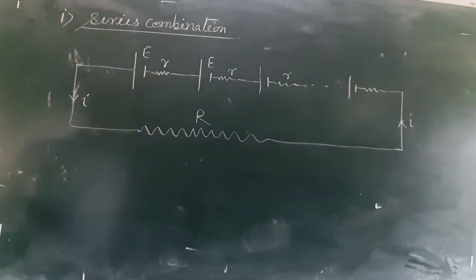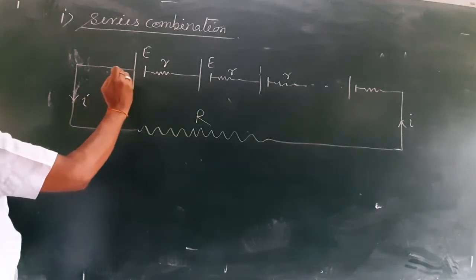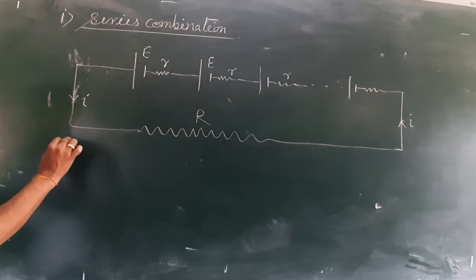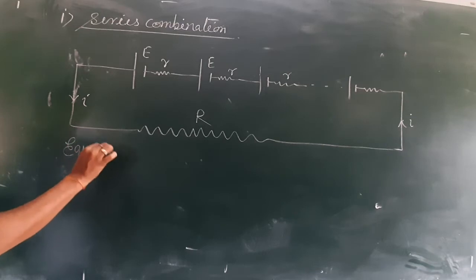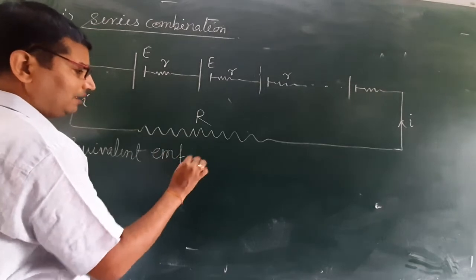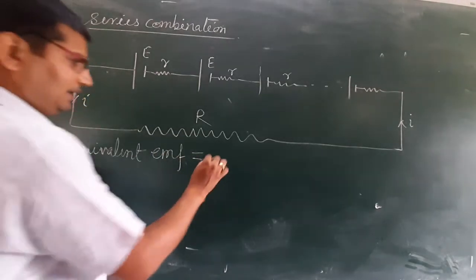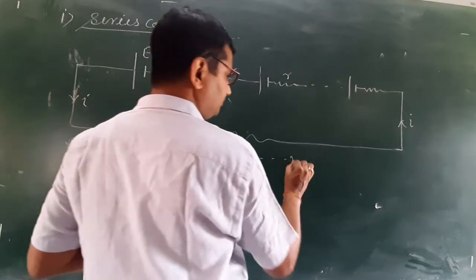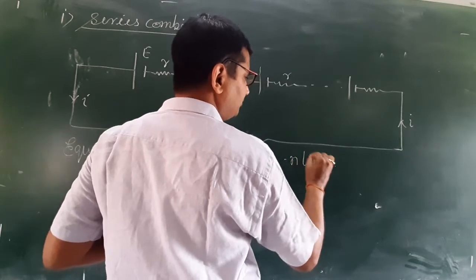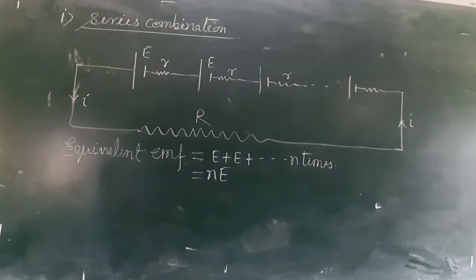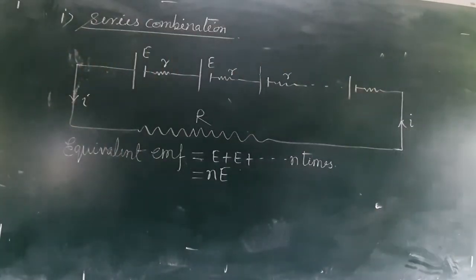Now what we have to do? We are seeing that all the cells are connected in series in the proper way. So the total or equivalent EMF of n cells can be written as E plus E, how many times? N times. So this will be nE. If n identical cells are connected in series, then the equivalent EMF will be nE.